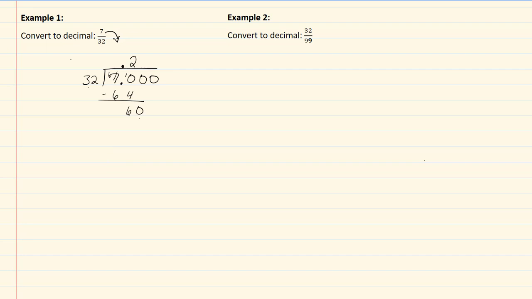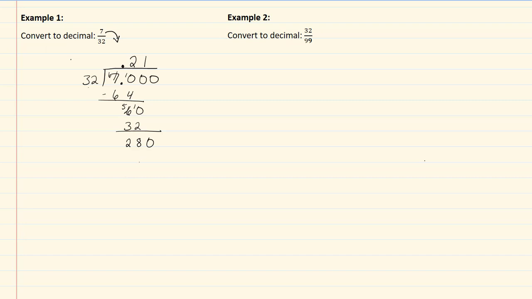32 will go into 60. It's not going to go in 2 times because we saw that 2 times 32 was 64, but it will go 1 time. And let's see, I need to borrow again. So 10 minus 2 would be 8, and 5 minus 3 would be 2. Bring down another placeholder. So 32 into 280.